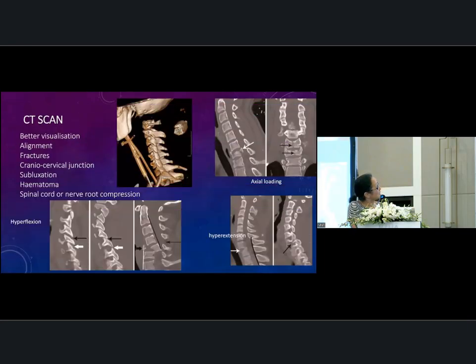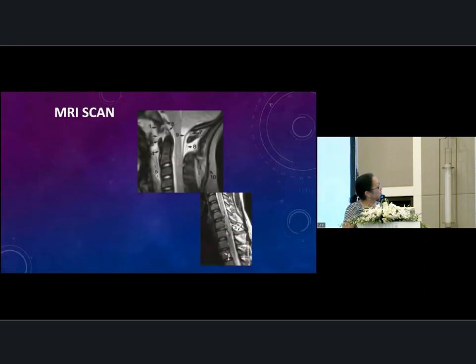The CT scan is really good at visualising alignment and fractures, bony anatomy, and the craniocervical junction, and it is also good at looking at soft tissues, but not as good as an MRI. The MRI is good at looking at potential neural damage and ligamentous damage, and also at intraspinal hematomas and other collections.